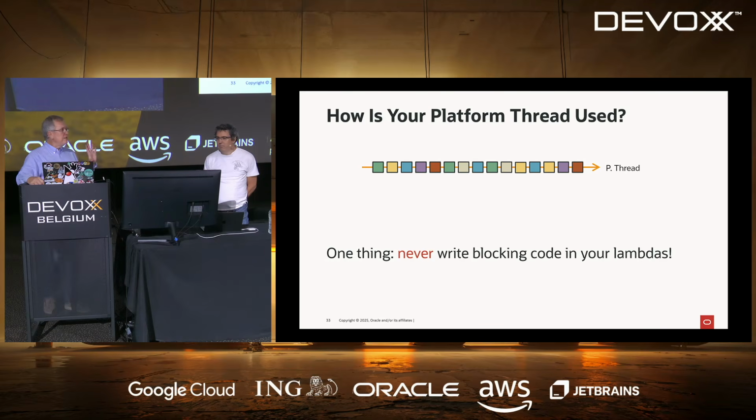So when you're using this kind of approach, your platform thread is actually busy 100% of the time. There's no way for you to get better performance because your platform thread is already busy, and it cannot do anything more than what it is already doing. Okay? There is one point that you absolutely need to keep in mind: you should never write some blocking code in these small lambda expressions.